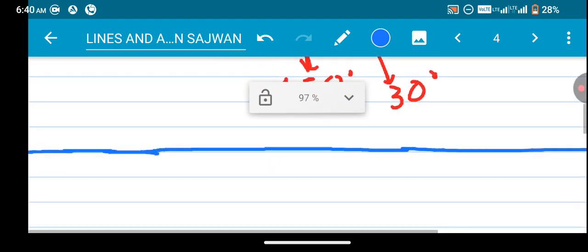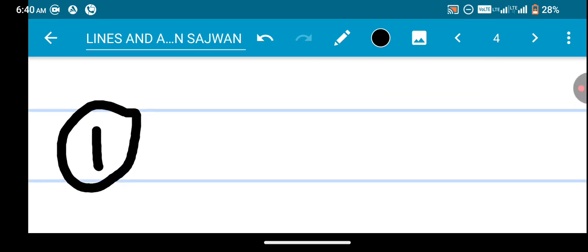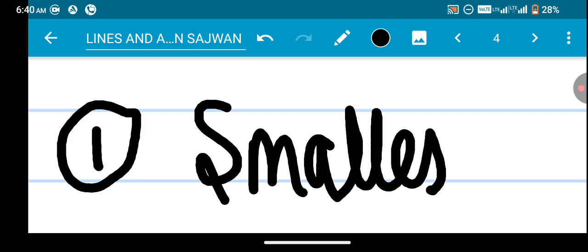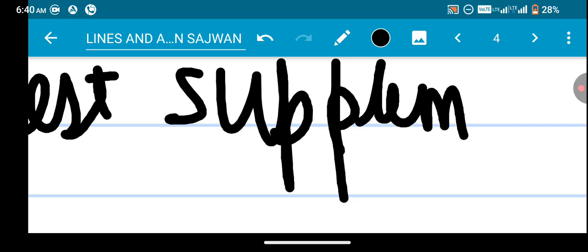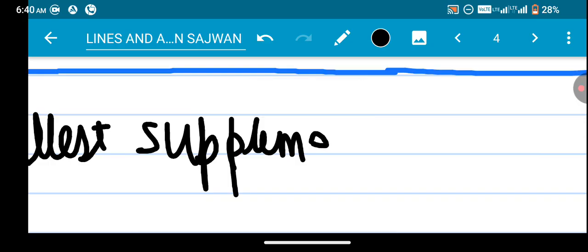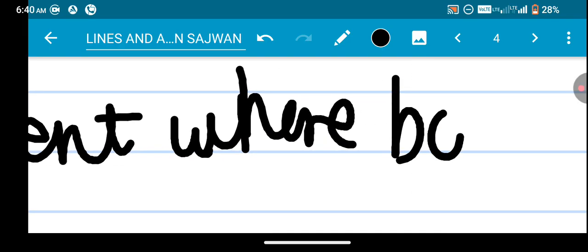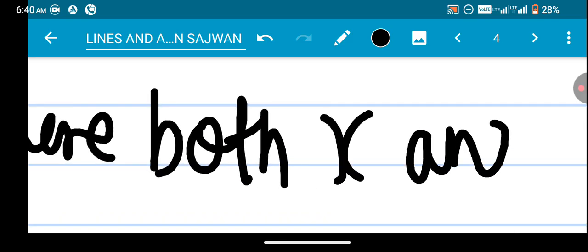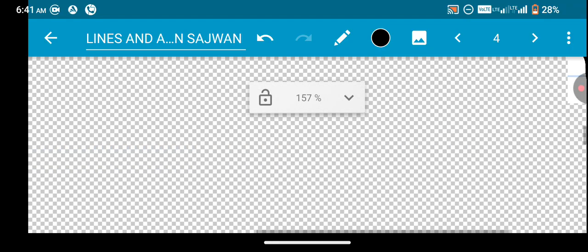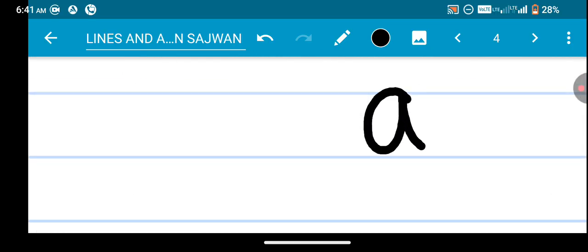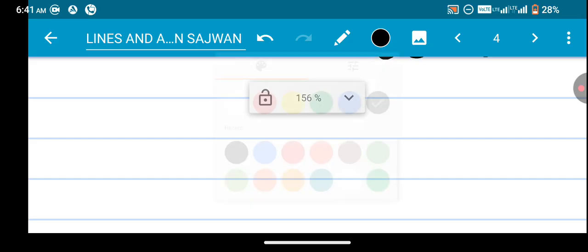Now one more question is there in these types. Two questions came from the smallest supplement where both x and y measures are the same. This is a type of supplementary, because I have written supplement. So now I will do the solution.